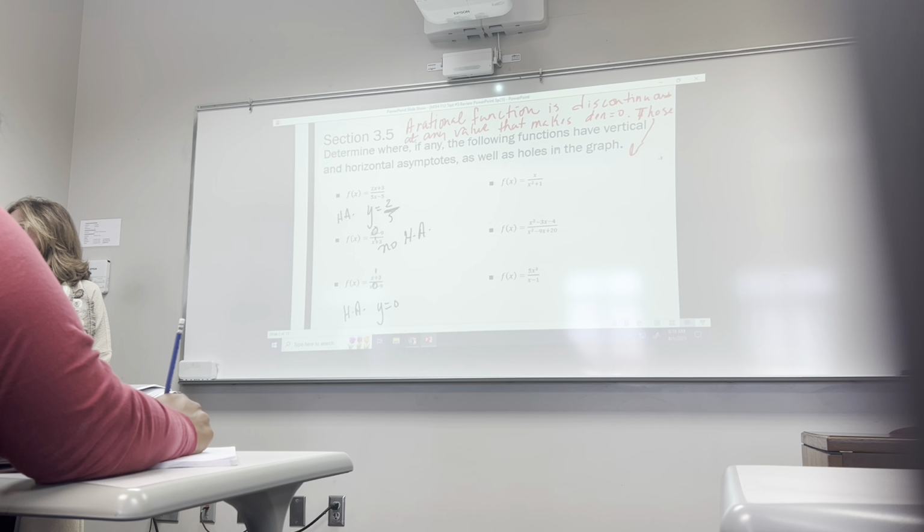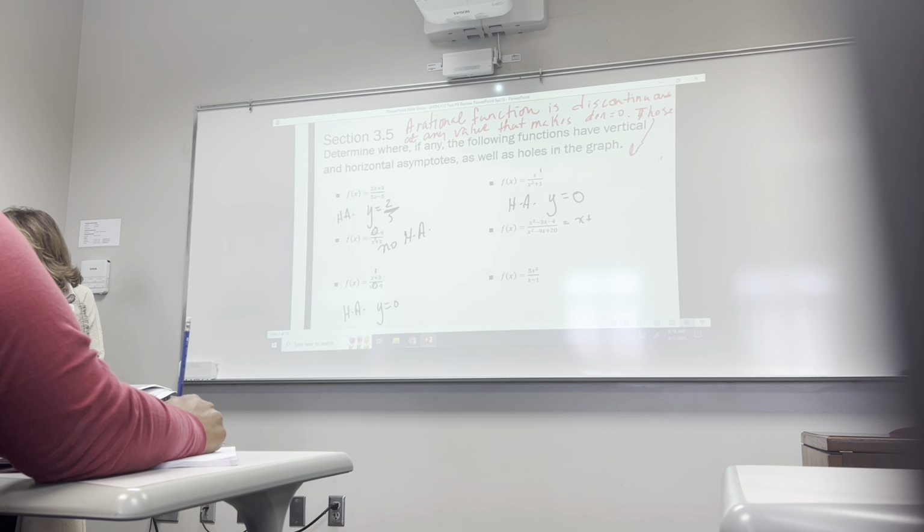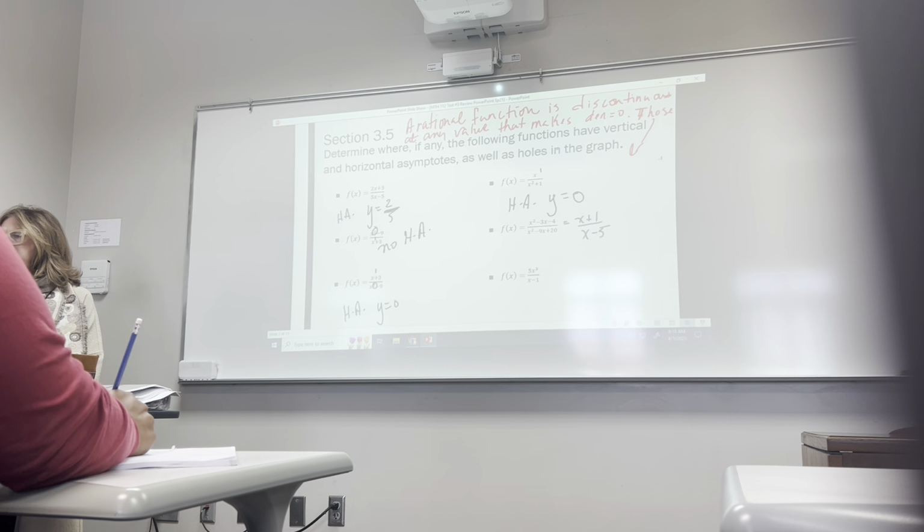The degree of the numerator is 1, the degree of the denominator is 2, bottom degree is higher, where's your horizontal asymptote? Y equals 0, right, when the bottom degree is higher. Now this one, the simplified form is what? X plus 1 over x minus 5, I think. Is that right? Yeah, okay.